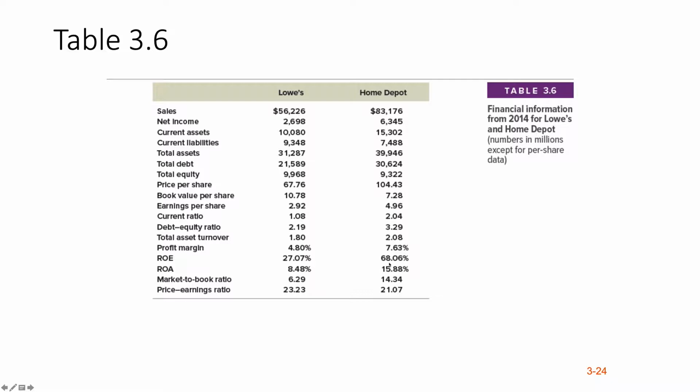Okay, those are key ratios. Now you can compare different companies in terms of their ratios, right? Because if you look at the sales, they are on a different scale. One is 56 million, one is 83 million. All right.